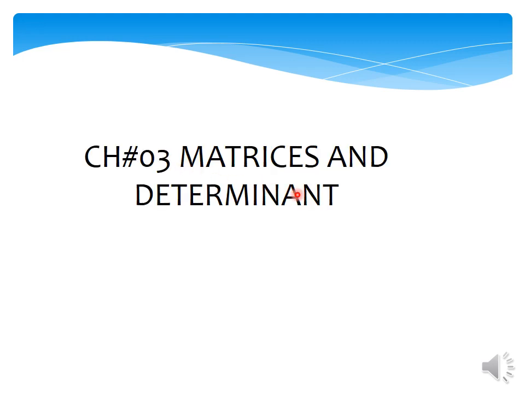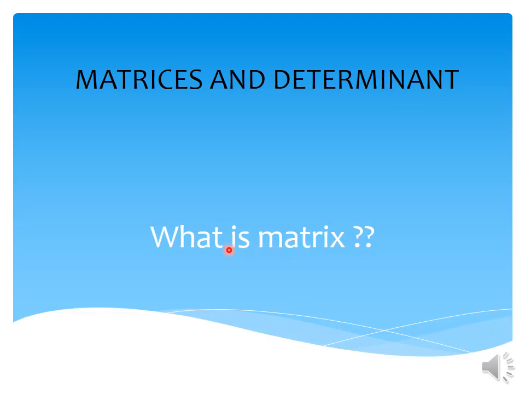Students, now we start with chapter number 3, matrices and determinant. Students, what is a matrix? First we discuss what is a matrix, then move toward the determinant. Now students, start with matrices and determinant. What is a matrix? A matrix is a rectangular array. And what is an array? Array means an arrangement of rows and columns.